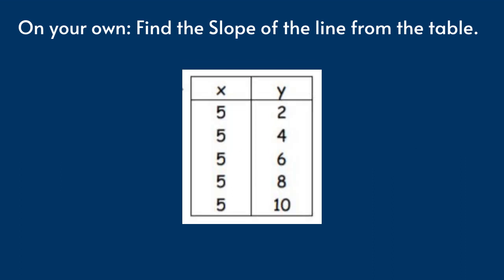So again, find the slope of the line from the table. Again, it might look a little tricky, but I promise you can do this. So on this one, my change in y is 2, and my change in x is 0. And what is 2 divided by 0? It's going to yell at you because you can't divide by 0. So what is the slope of my line going to be? Undefined. Good job. It was a little tricky, but remember, you can't divide by 0.